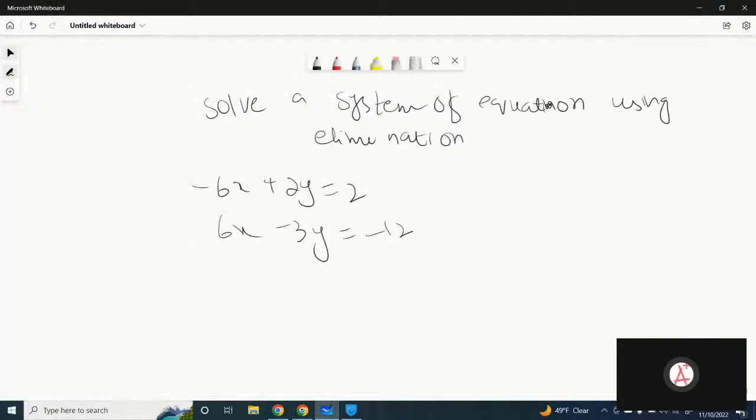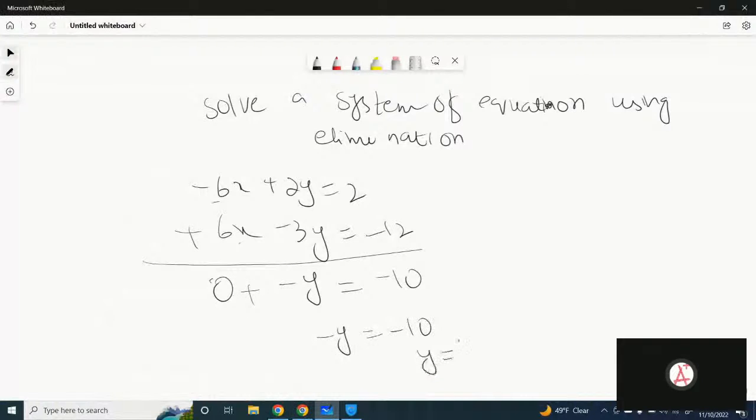So you can see here you have negative 6x and positive 6x. That means if you add the equations, they both cancel out each other. Got it? So let's just add both the equations. Negative 6 and positive 6 makes 0, and negative 3y plus 2y makes negative y equals negative 12 plus 2 makes negative 10. So negative y equals negative 10, so the value of y equals 10.